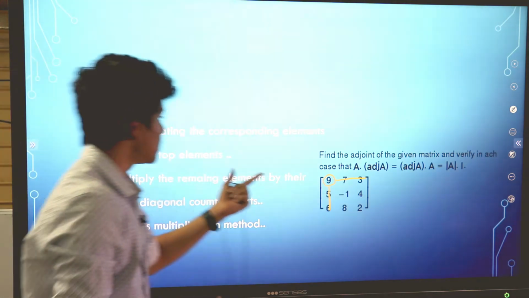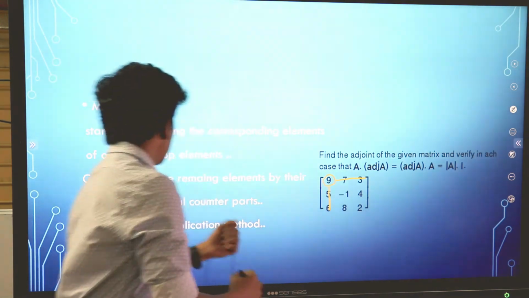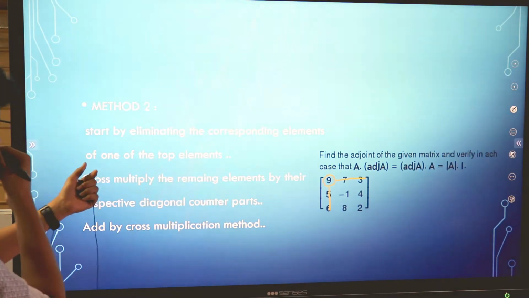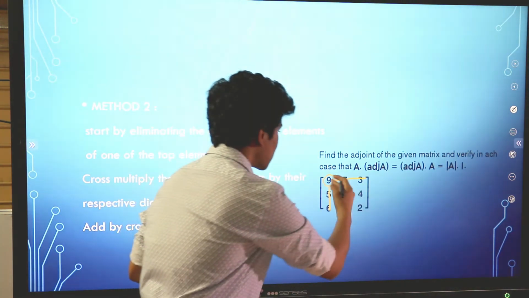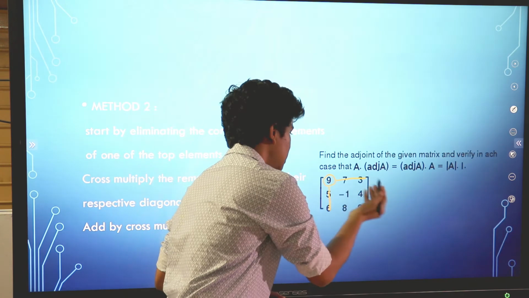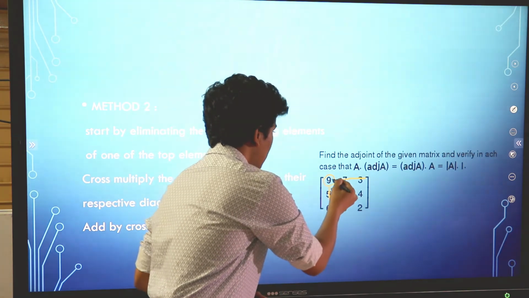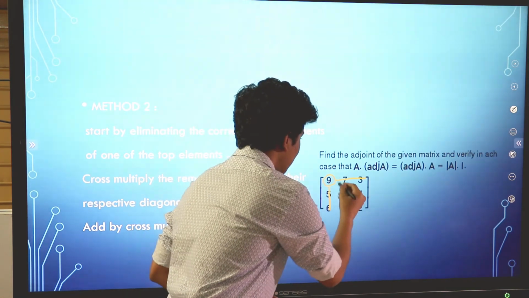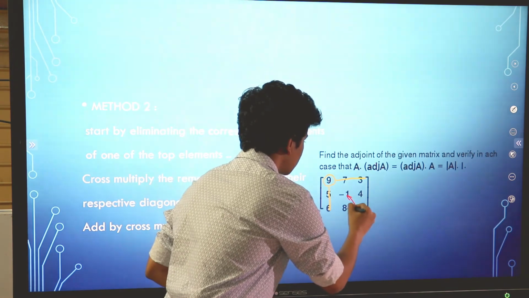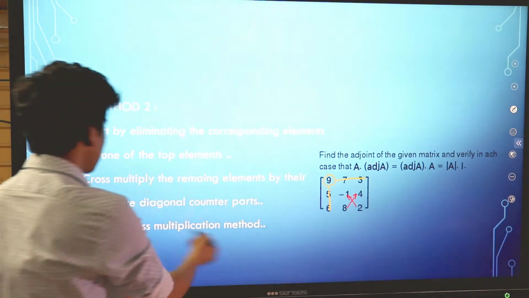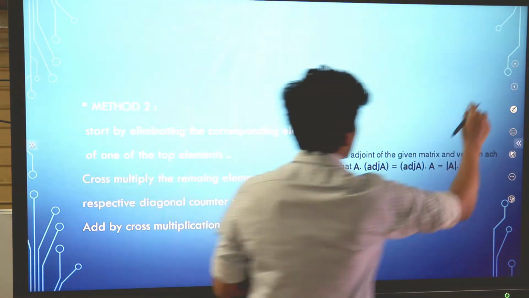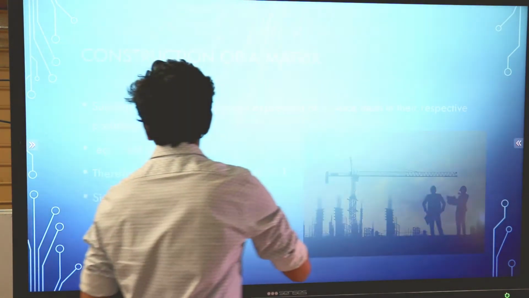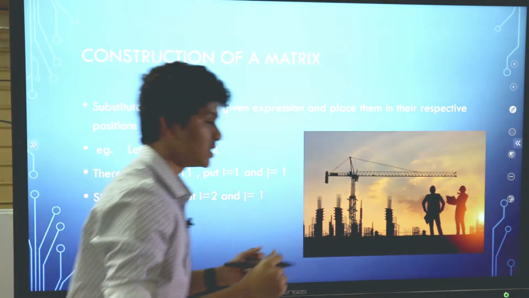The second method is this. We've already seen this a few minutes ago. We strike out or eliminate the corresponding parts of any of the rows. If you're calculating this part, you'll strike out these, and then these can be cross multiplied. By cross multiplication, we find out the value of this part.